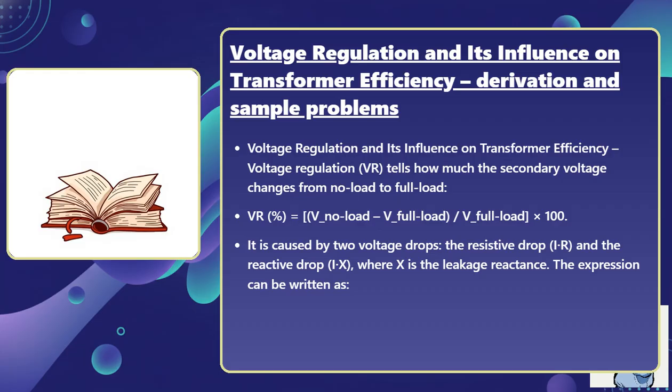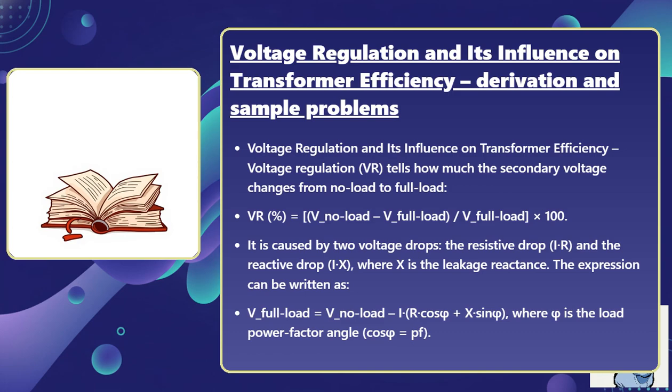It is caused by two voltage drops, the resistive drop I times R and the reactive drop I times X, where X is the leakage reactance. The expression can be written as V full load equals V no load minus I times R times cosine phi plus X times sine phi, where phi is the load power factor angle, cosine phi equals power factor.